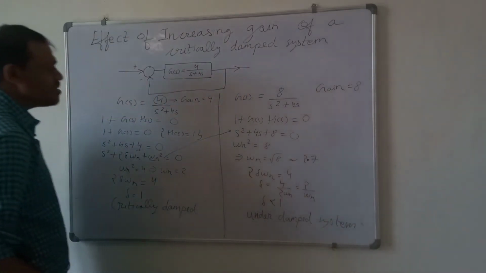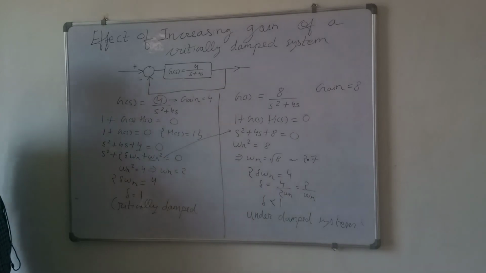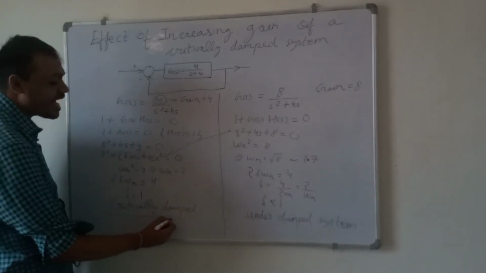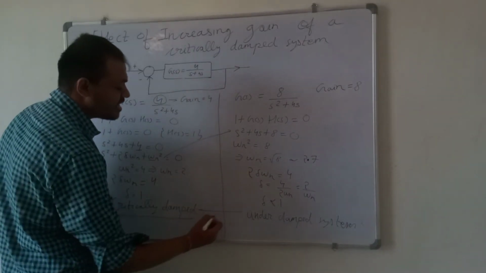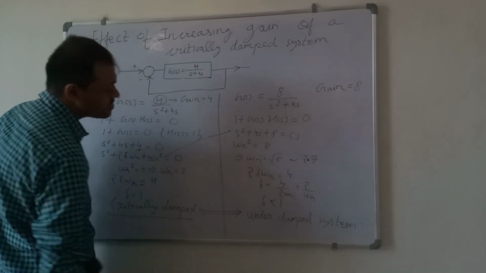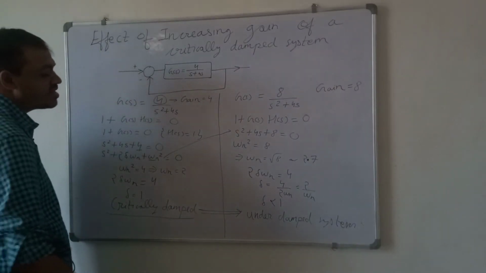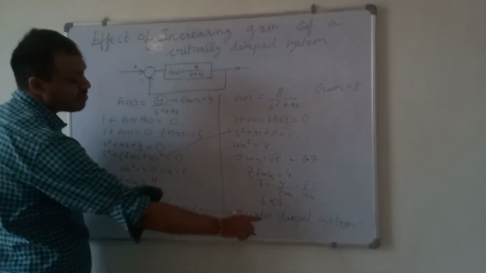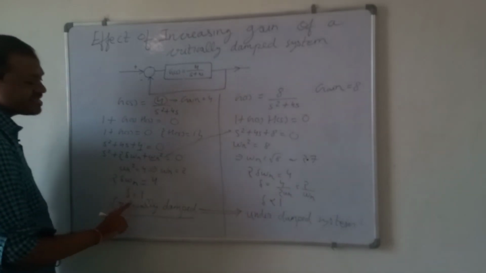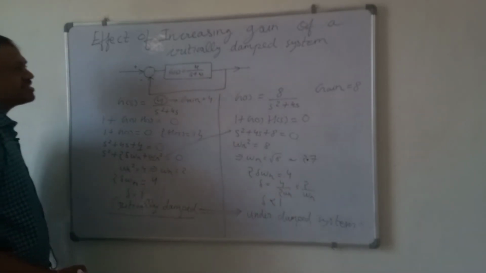So this is a very important result, that if we increase the gain of a critically damped system, it becomes an underdamped system. The damping ratio becomes less than 1. Previously it was equal to 1, now it becomes less than 1.